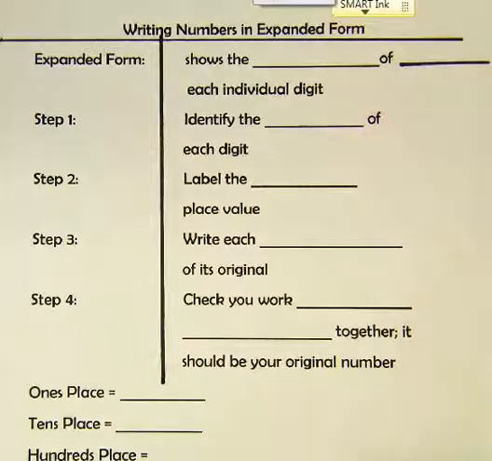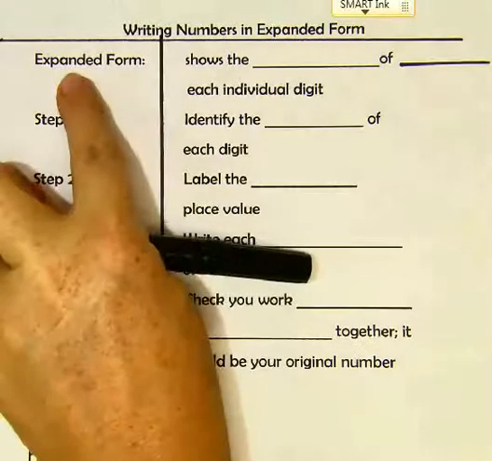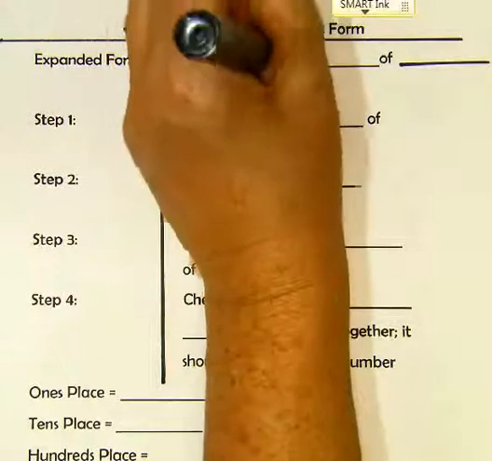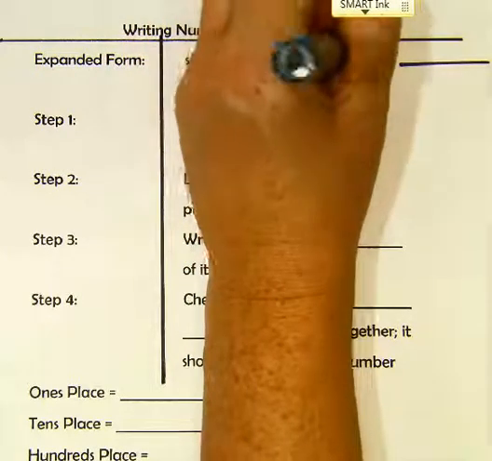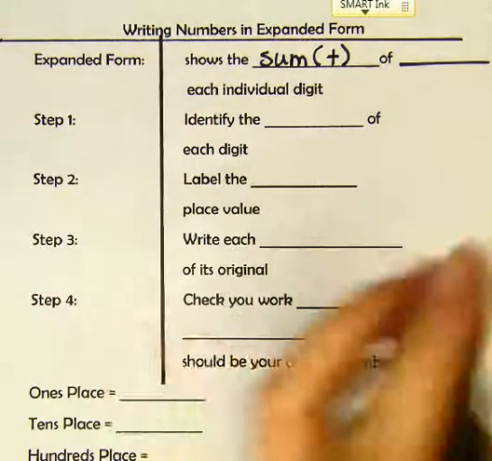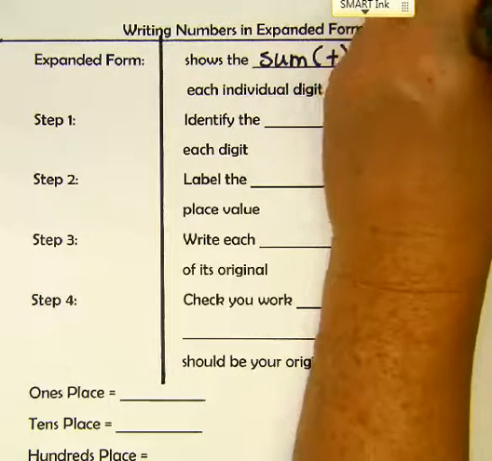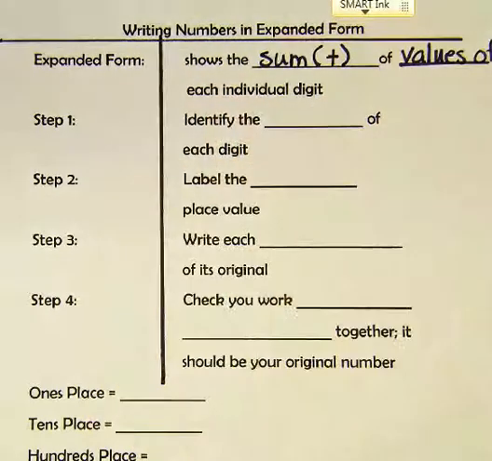Okay, so today our lesson is writing numbers in expanded form. I've given you a blank template for your notes, so you don't have to handwrite everything. All you have to do is fill in the blanks. Expanded form is our vocabulary word. Our definition is: shows the sum, which means to add, shows the sum of values of each individual digit. So we take each individual digit and we find its sum.